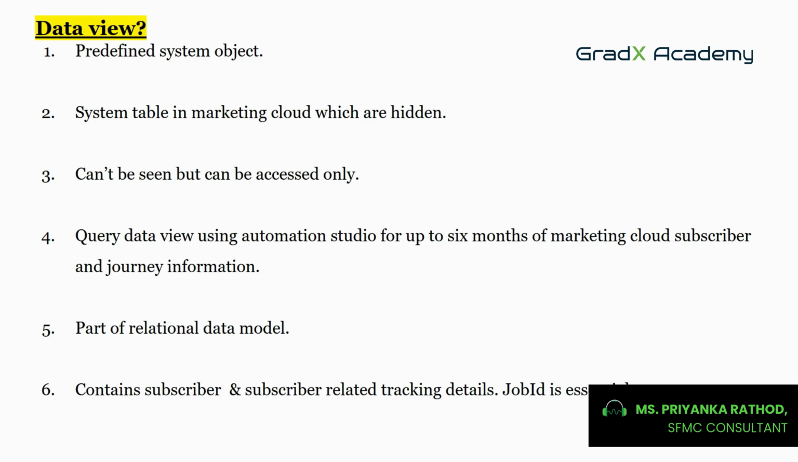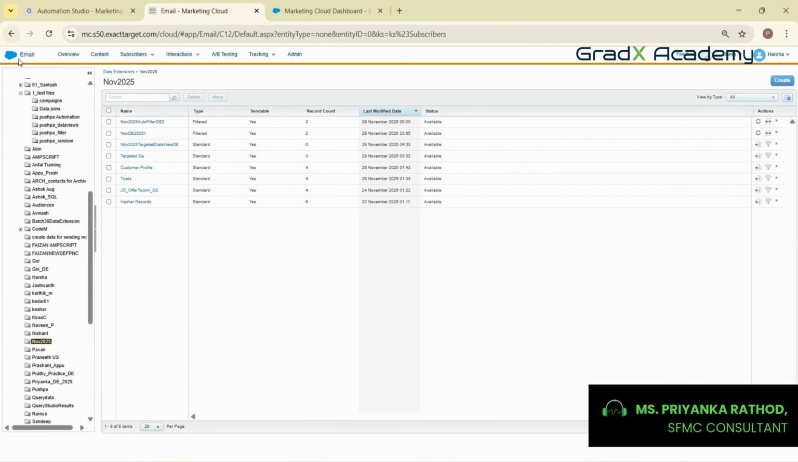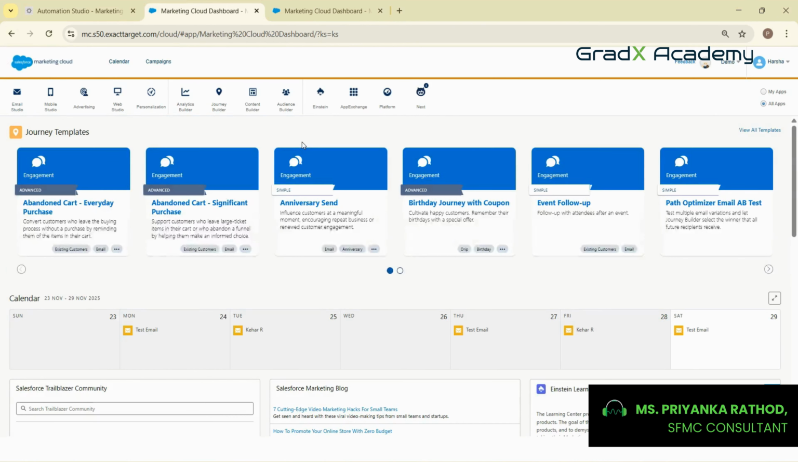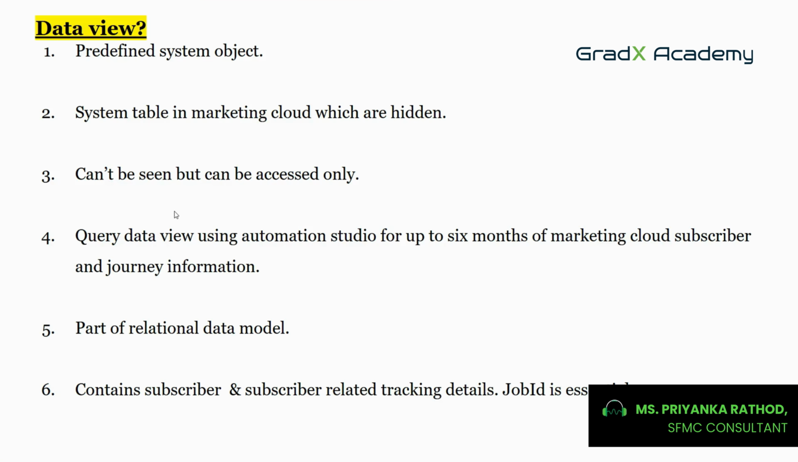Now, what is a data view, which I was talking about earlier? A data view is like a server. If you look at this org, you will not find the keyword data view anywhere. So what is a data view actually? A data view is a predefined system object. It contains subscriber and subscriber-related tracking details.